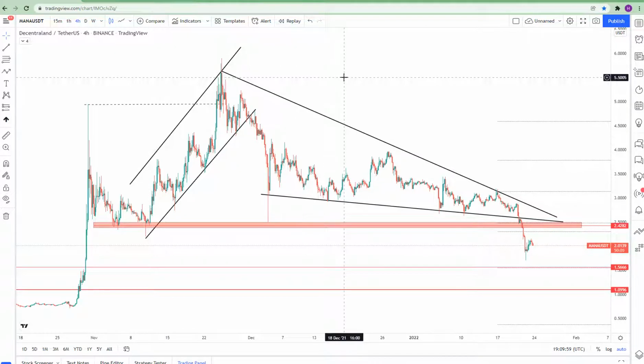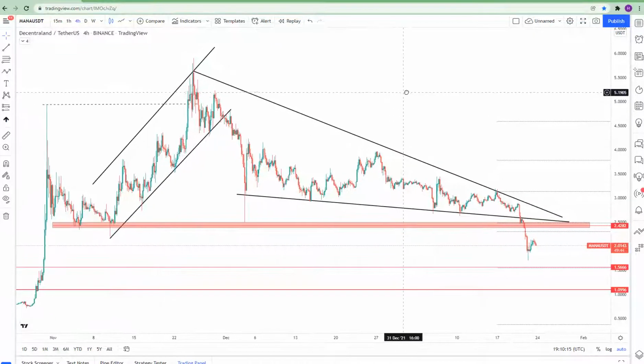Welcome back. So here we are on the 4-hour chart of Decentraland or MANA USDT, and we will be discussing the most possible trading scenario for the incoming days about Decentraland or MANA.